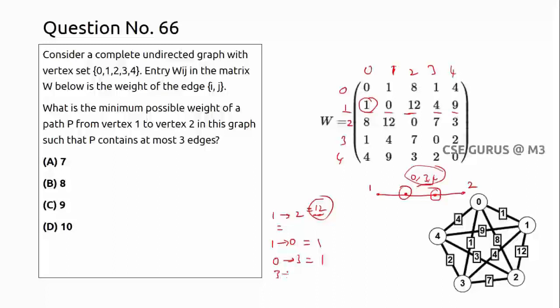Now from 3 there is only one option: directly to 2. We don't have to go to 4. Why? Because only 3 edges are allowed. So 3 to 2. What is 3 to 2? 7. So I am getting 9.